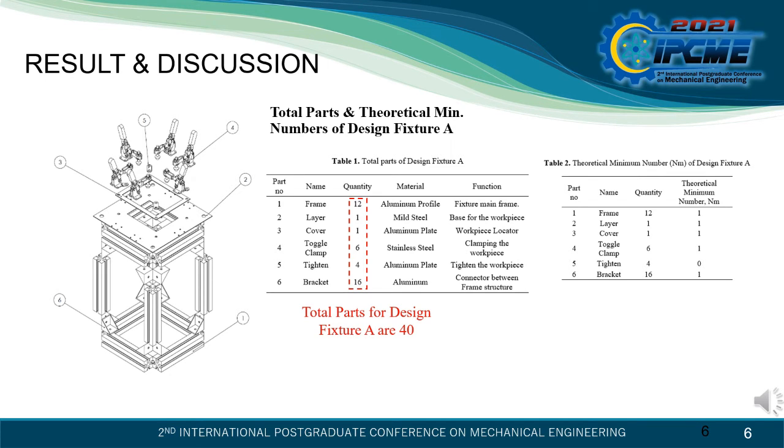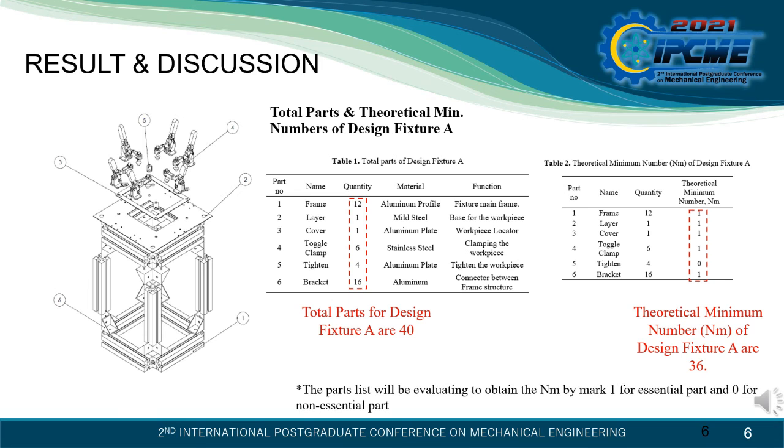Table 1 shows the total parts of design fixture A. Then table 2 is the theoretical minimum number of design fixture A. So by using data from table 1, which is the part number, name and quantity, the next step is evaluating the part list to obtain the theoretical minimum number by marking 1 for an essential part and 0 for a non-essential part.